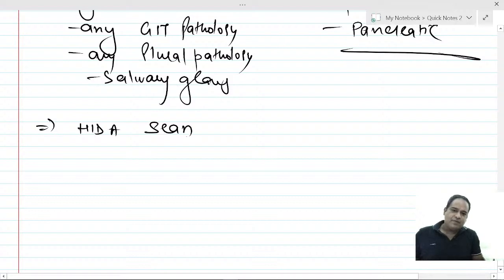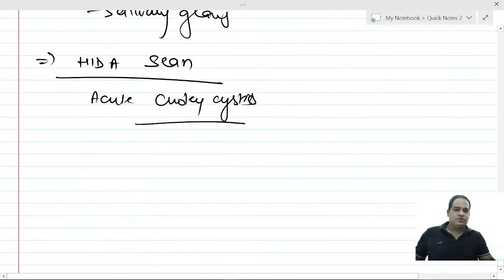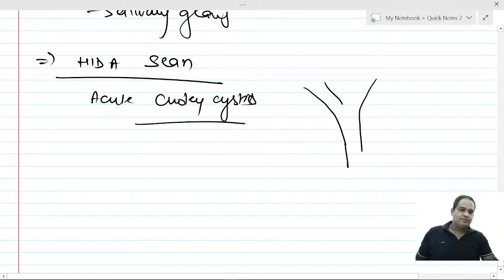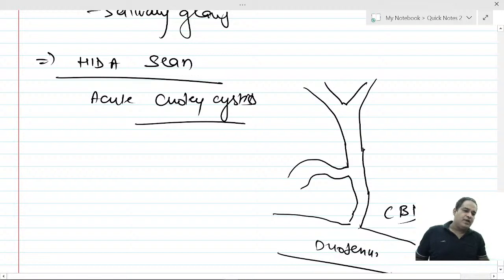HIDA scan, why it is used in acute cholecystitis. So you see, let's say these are the bile ducts. From there, they will be joined by the cystic duct. And then it becomes the common bile duct. So this is going to enter into the duodenum.